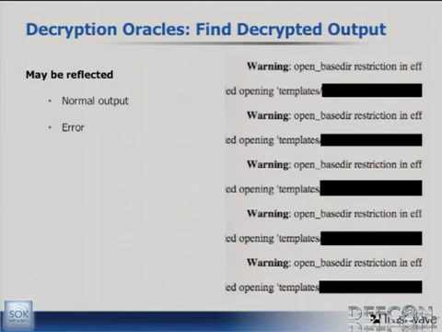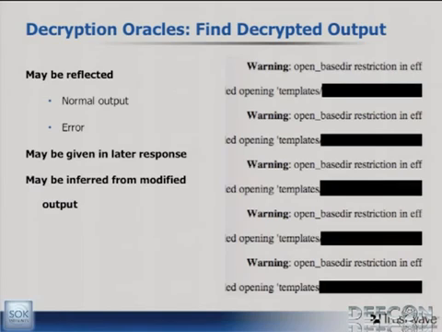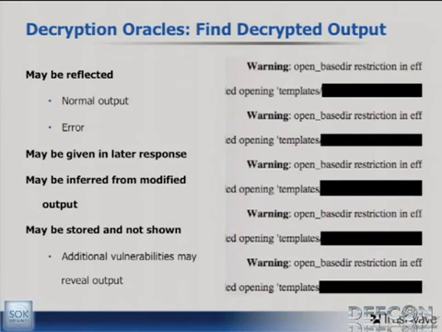Which is probably the proper way to do things. But some errors will leak information. I'm sure many of you are aware of that fact, but this is also important in the context of oracles. So it might be given a later response. So your data might be processed and then put somewhere where it's not going to be given back to you immediately. You need to find it somewhere else. It might be inferred from modified output. So maybe based on what the plain text is, you are getting different things. It might be stored and not shown.